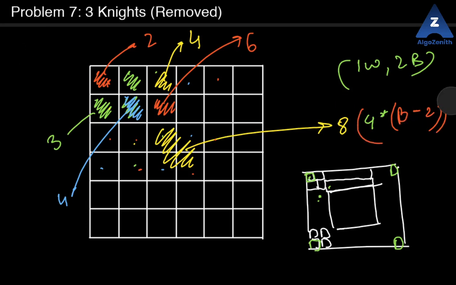Sorry, this won't be closing over here, right? These many places are there. After you place one of the knights at one of the 4 positions, b minus 2 positions will be left for the rest of the 2, and out of these b minus 2 you can choose any 2 because they won't attack each other, right?